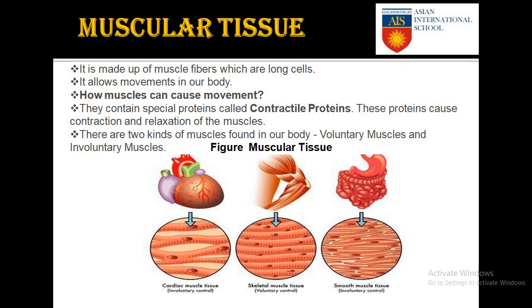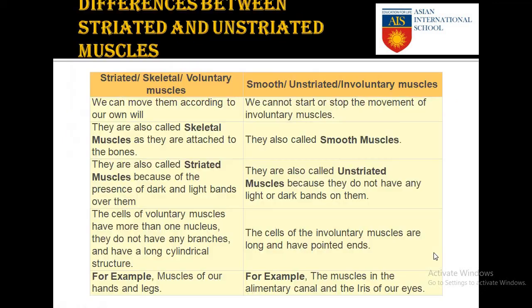Now how can muscles cause movement? Muscle has one special protein which is known as contractile protein, and this protein causes contraction and relaxation of the muscles. Now there are three types of muscular tissue: cardiac, skeletal, and smooth. Or we can also say voluntary, involuntary, and cardiac muscle. Cardiac muscle is also a type of involuntary muscle. Okay, we will come to this picture again.